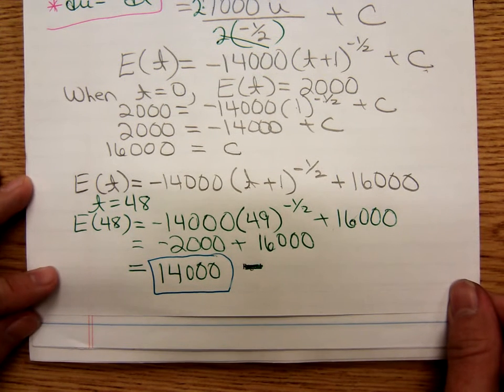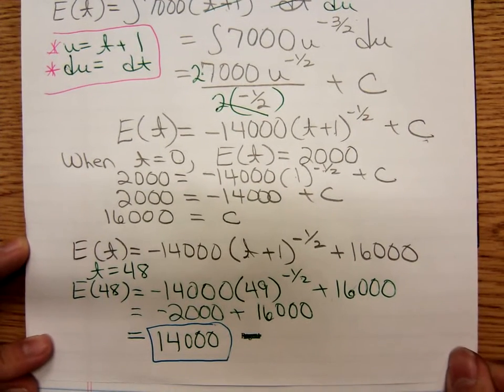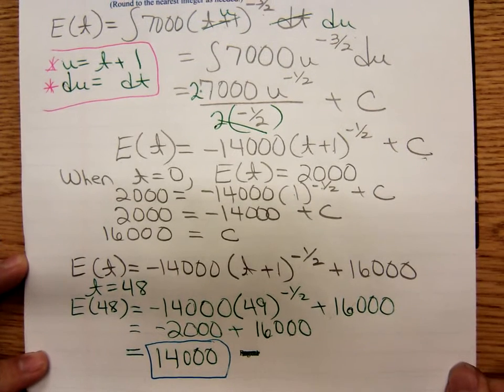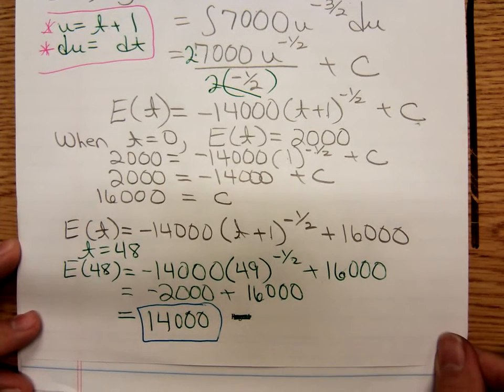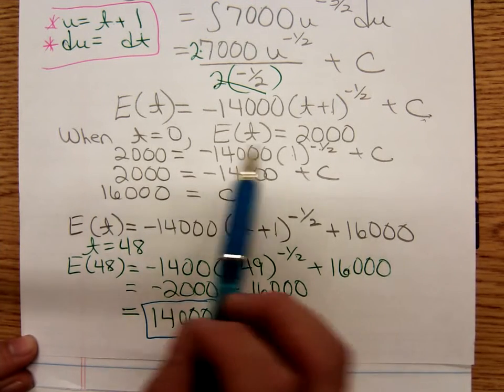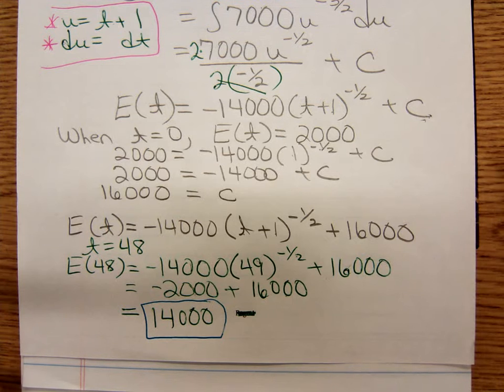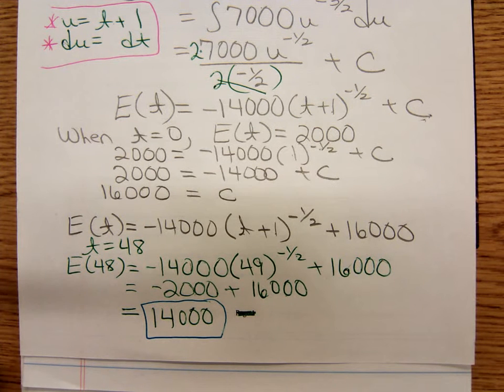So let's see. We anti-differentiated and used a u-substitution. Unfortunately, I had that constant of integration. I had to use the initial conditions they gave us. When t is 0, the enrollment was 2,000. So the enrollment at this new college started off at 2,000 students. But 48 years from now, they're projecting an enrollment of 14,000. That's always risky over such a long time period, trying to project enrollment like that.